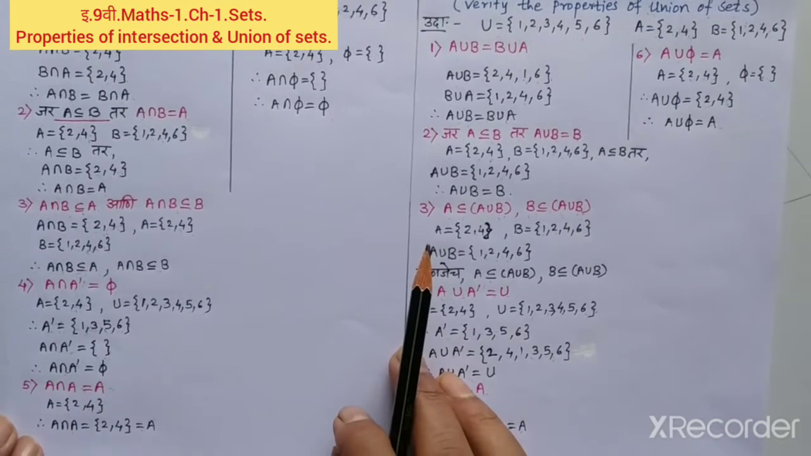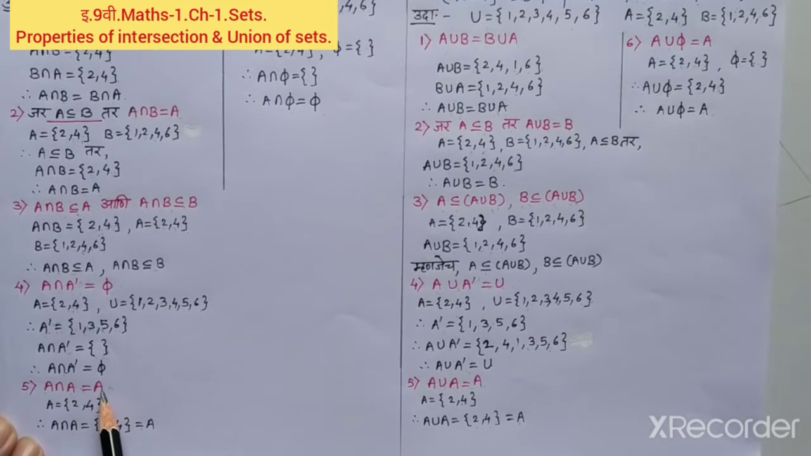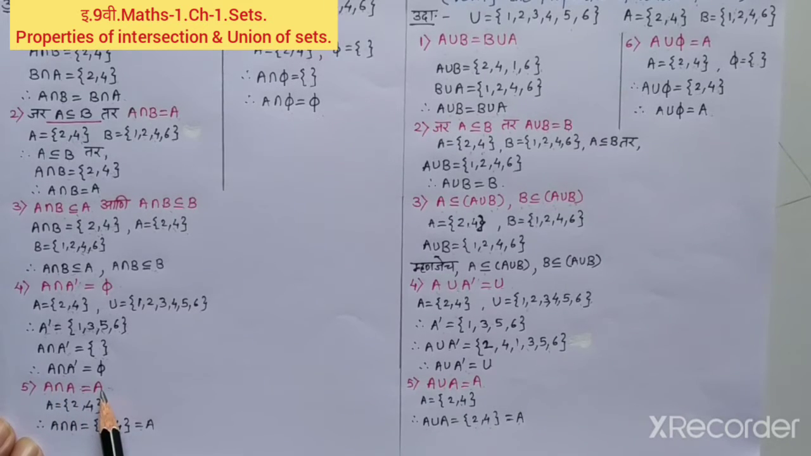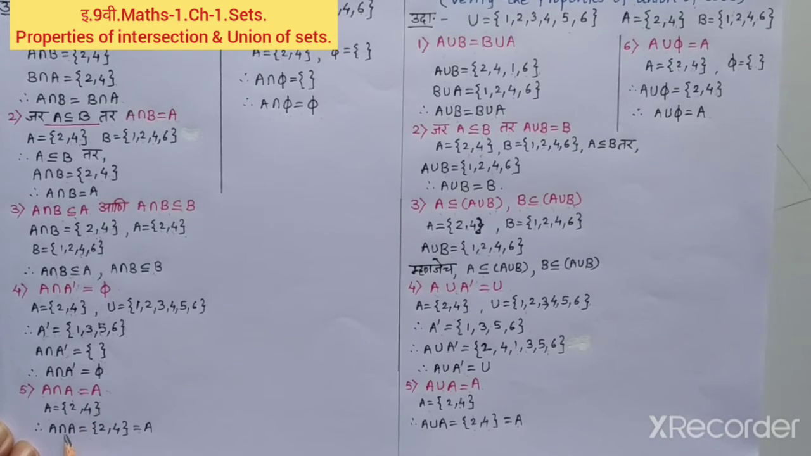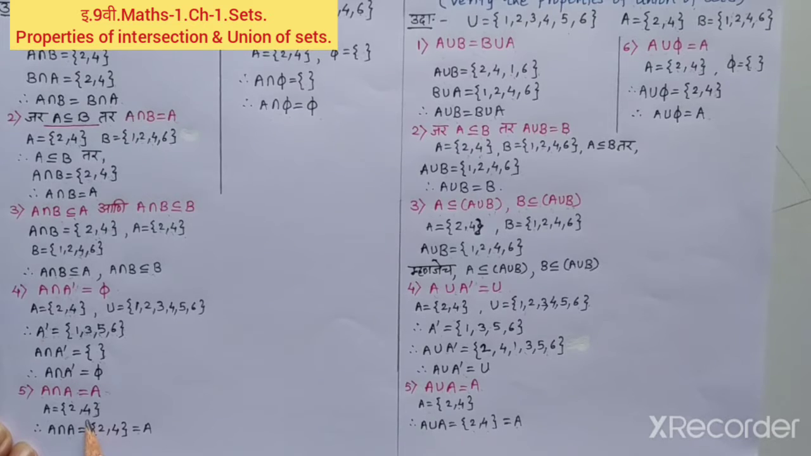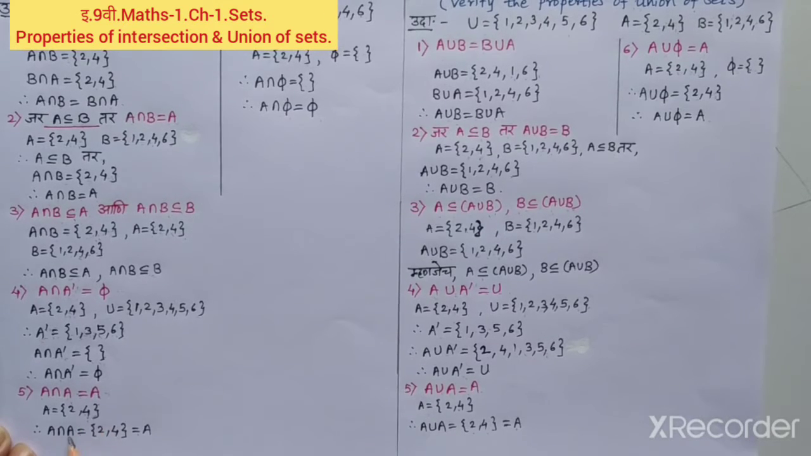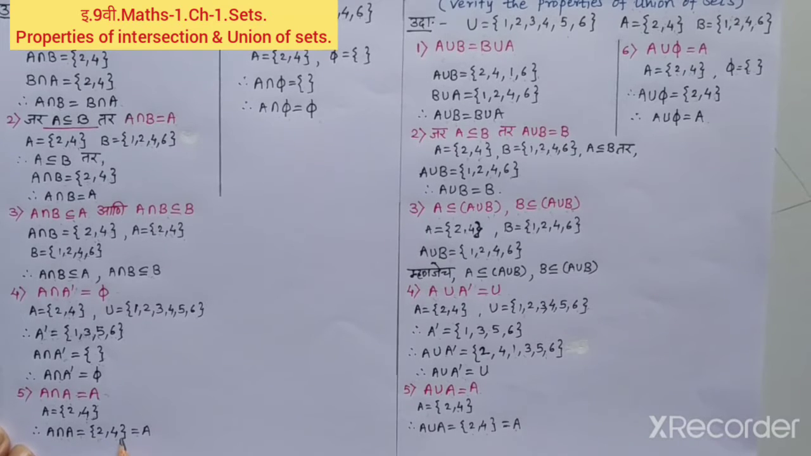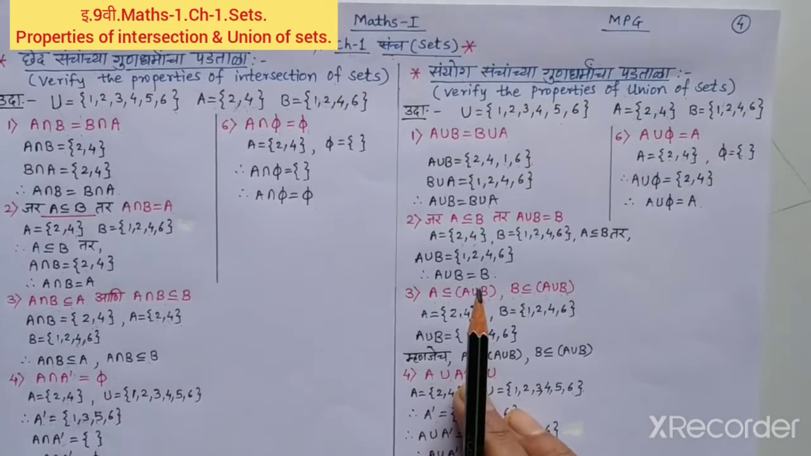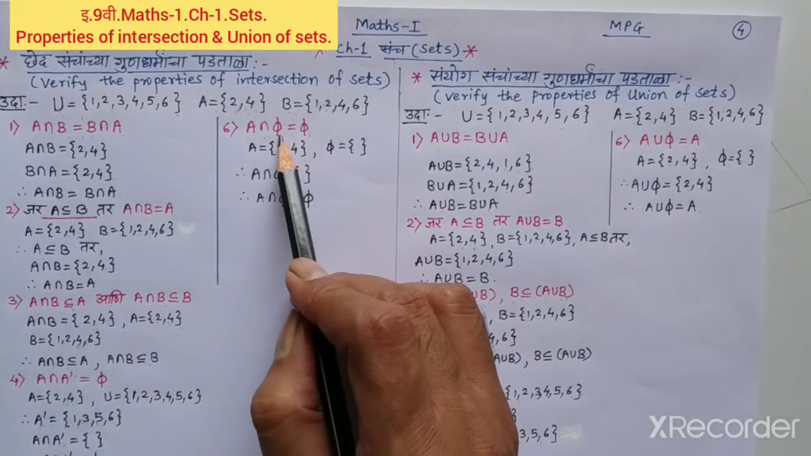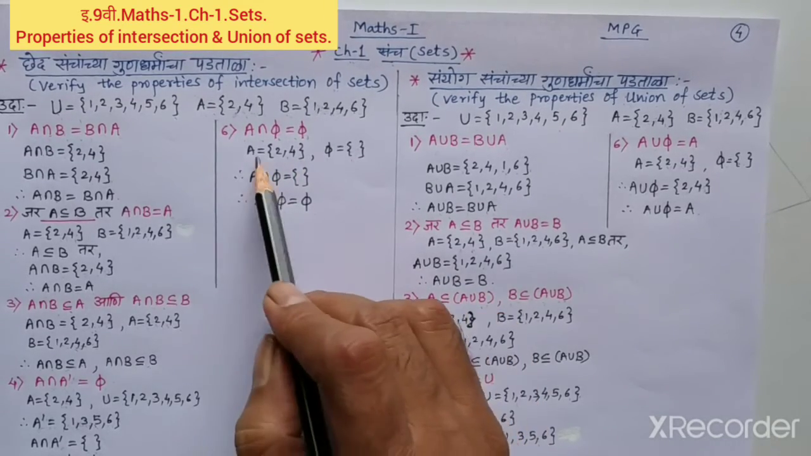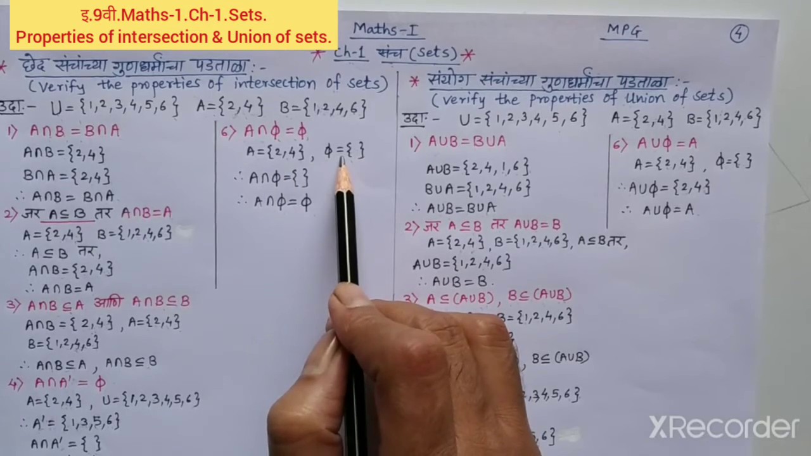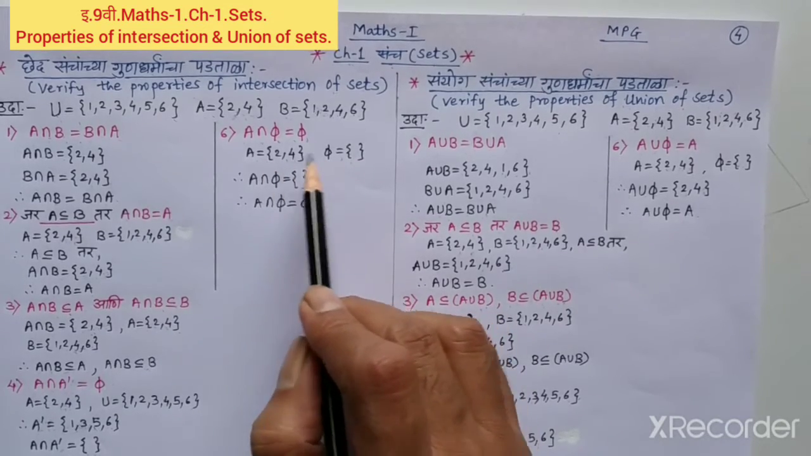The second last property: A intersection A is equal to A. The intersection of a set with itself is the set. So A is equal to {2, 4}. A intersection A means we take the common elements of A and A. So the common elements are 2 and 4 itself. So A intersection A is equal to A. And the last property: A intersection phi is equal to phi. A is {2, 4} and phi means the empty set. The intersection of these two sets means we write the common elements, but there is no common element between these two sets.